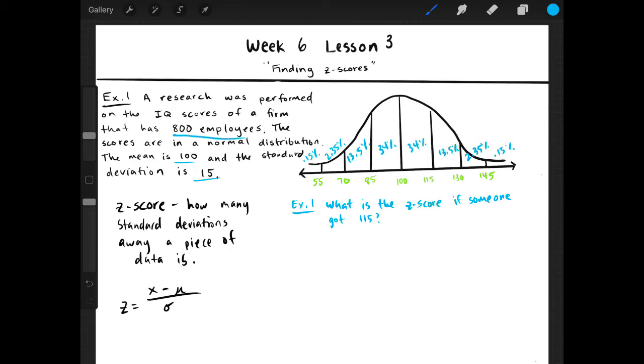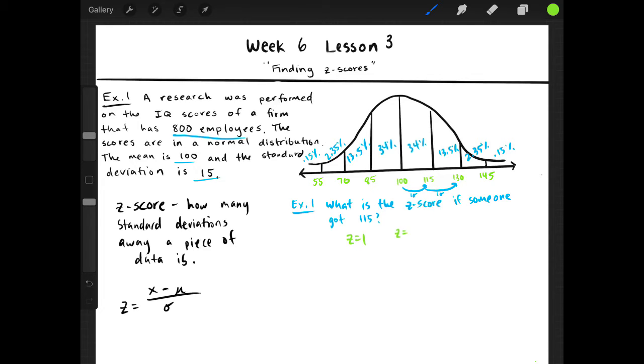Now, if you remember, each jump we go here is one standard deviation, right? That's a jump of one standard deviation. So, this is the most basic example here. Notice how 115 is exactly one standard deviation away. So we could just go over here and say, oh, the z-score is 1 because it's just one standard deviation away. If you want, you can plug in the data.